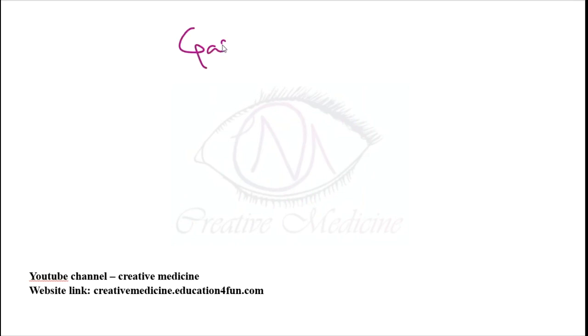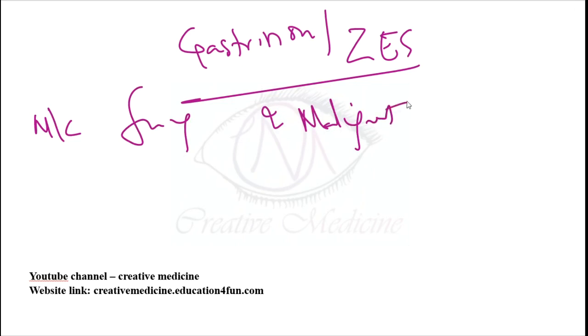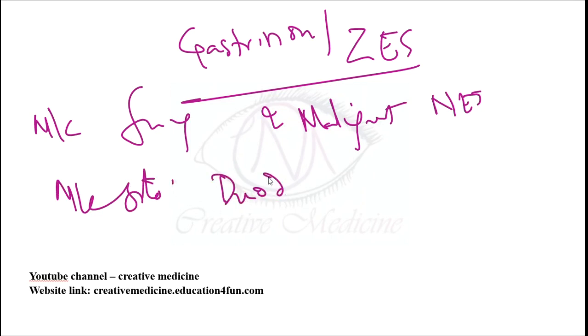Then the next important is gastrinoma, also called Zollinger-Ellison syndrome. It is the most common functional and malignant neuroendocrine tumor of the pancreas. Then what is the most common site? The most common site is the duodenum, more than the pancreas.